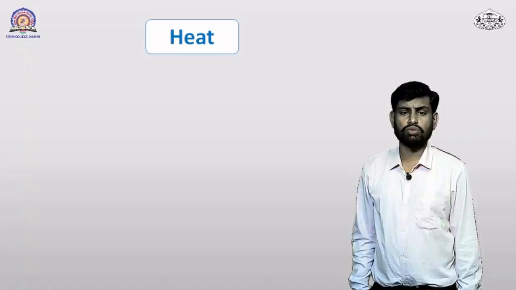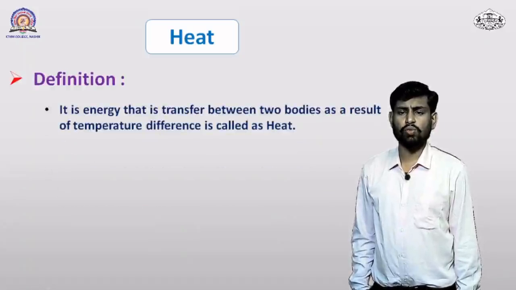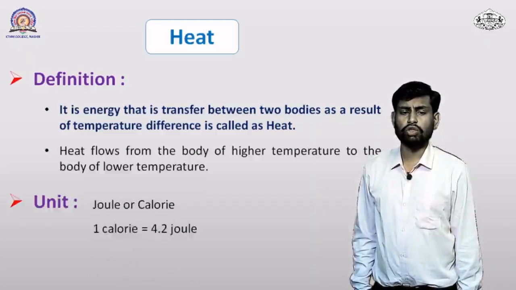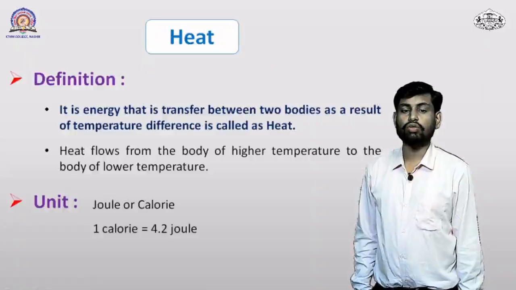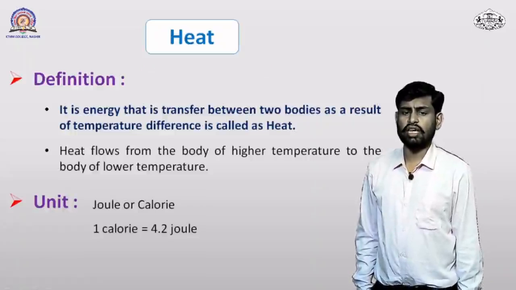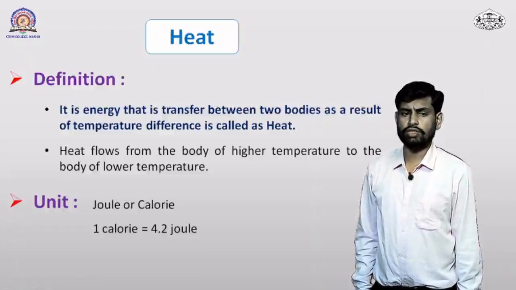First we are going to discuss heat. Definition: heat is the energy that is transferred between two bodies as a result of a temperature difference. It flows from the body of higher temperature to the body of lower temperature. Heat has two units, joule and calorie. 1 calorie is equal to 4.2 joules.